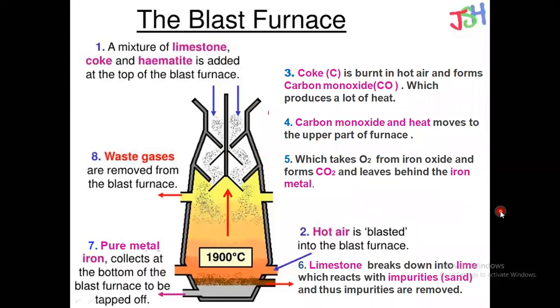Now let's see the steps of the smelting process. Step 1. In step 1, in a blast furnace, ores of iron oxide, or it is also called hematite, along with coke, coke means carbon, and limestone, calcium carbonate.